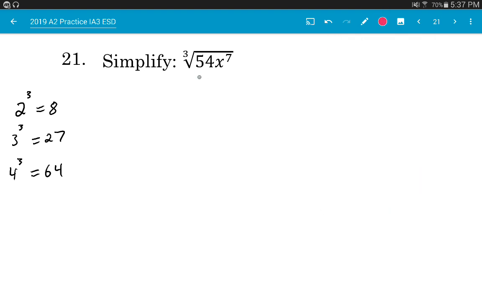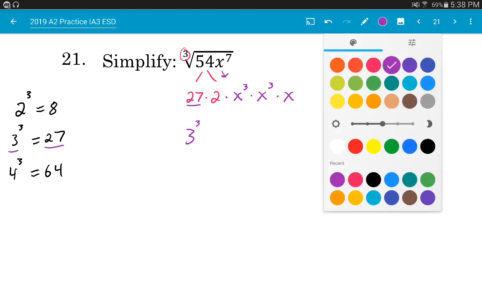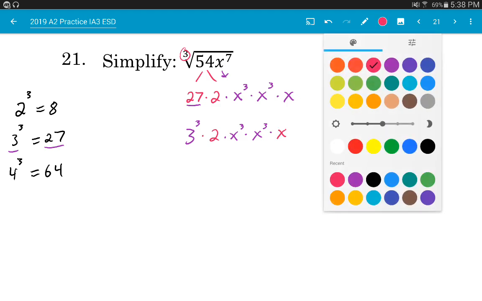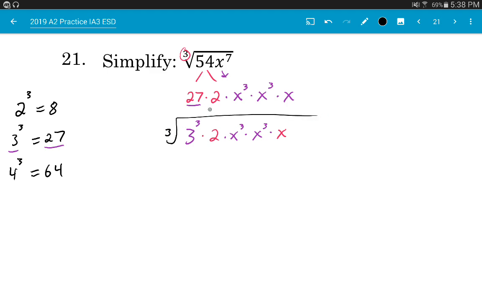So here's how it breaks down. 54 splits into 27 times 2. I want 3's, so the x to the 7th is going to break down as well. It's going to break down into 3x's, 3x's, and 1x left over. Now 27, the whole reason I like it is because 27 is 3 cubed. So this right here is going to turn into a 3 cubed. So I've got 3 cubed times 2 times x cubed times that leftover x. And those are all still underneath a cube root.